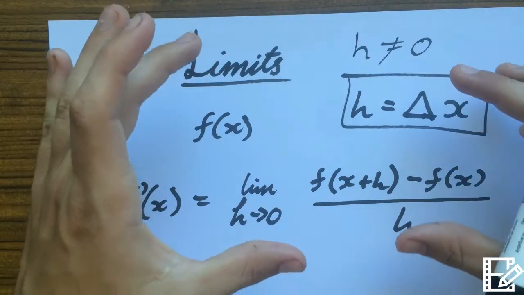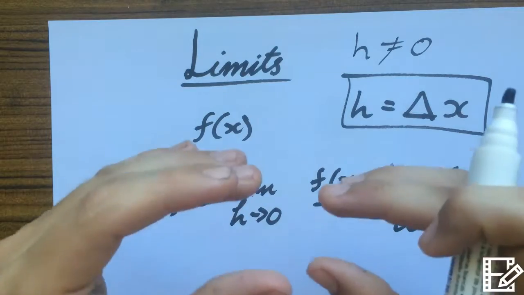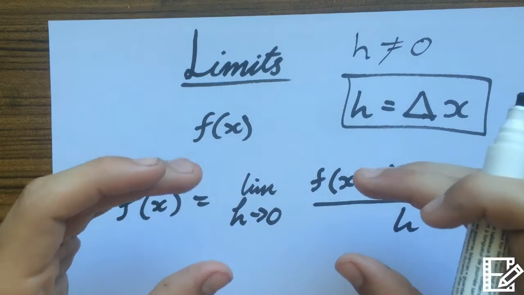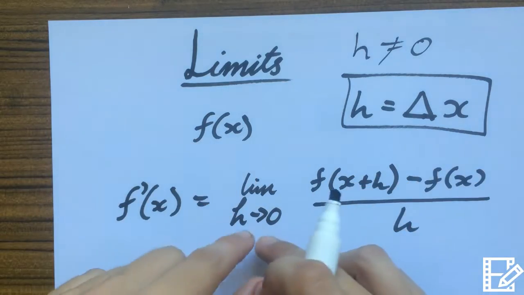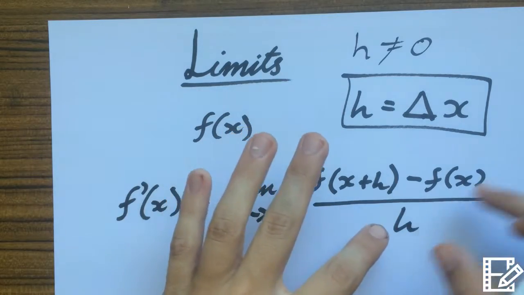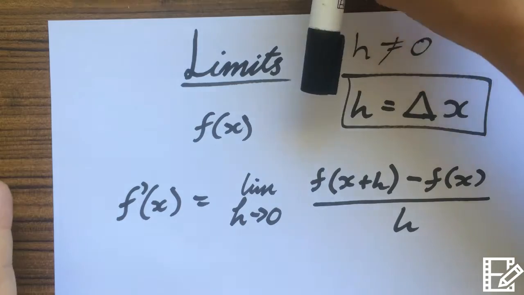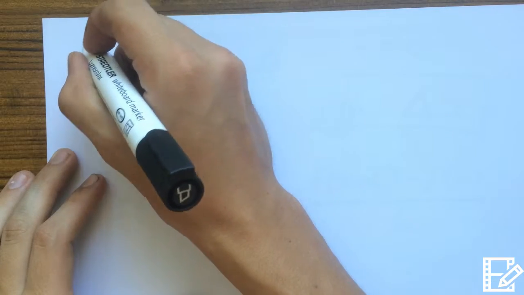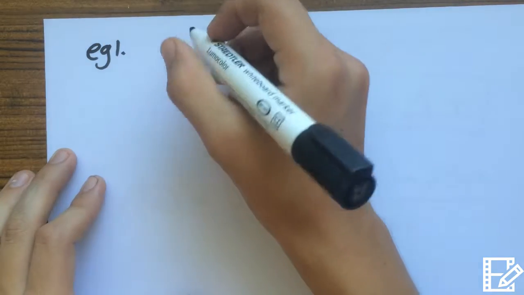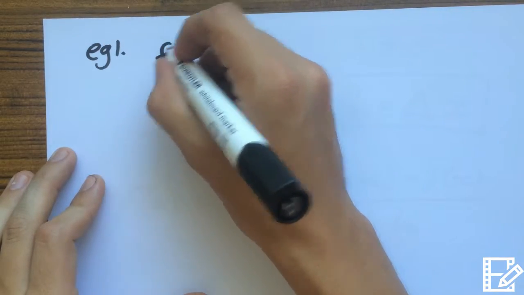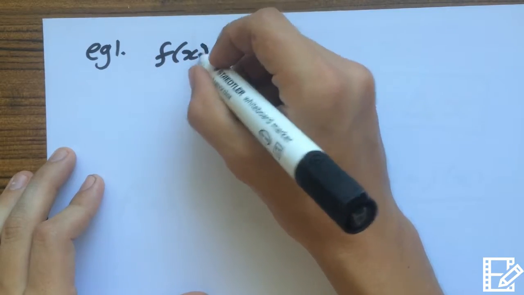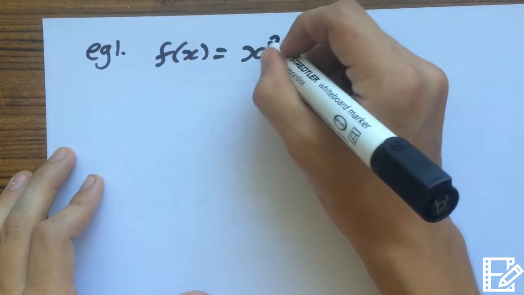You get your function ready, you simplify it down as much as you can, as simplified as possible, and then you start taking away the h's. And anyway, I'll show you exactly what I mean. So let's start with an example. Let's say we have a function x squared.